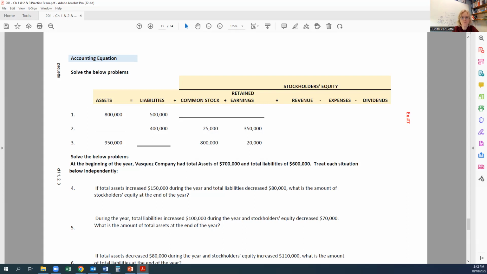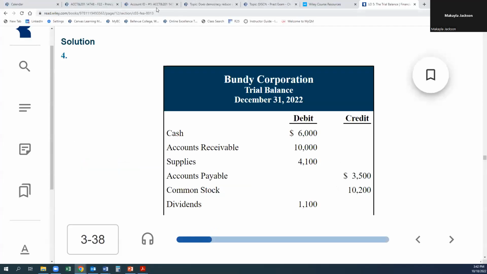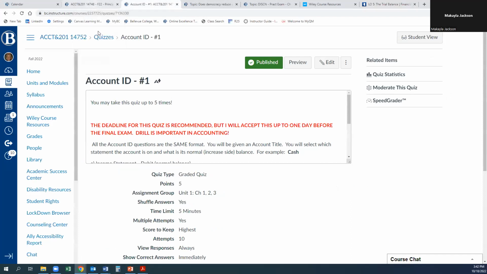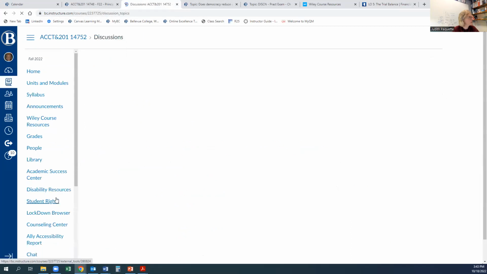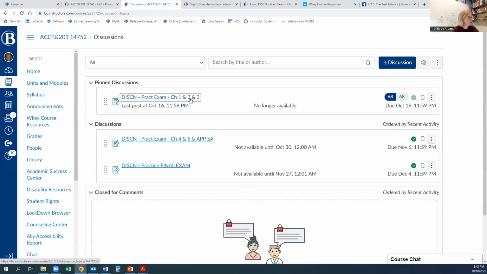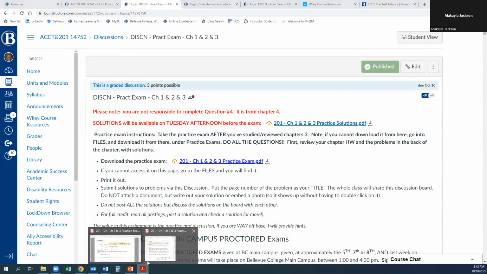Kayla, are you there? Example 4, this is Annika, but example 4 was the trends question. In the discussion, it says that example 4 will not be on the exam because it's from chapter 4. It says that in the description. Let's take a look. On the practice exam, let me double check it. Question 4, it is from chapter 4. It says right there in the red. I see it. Okay, hang on.